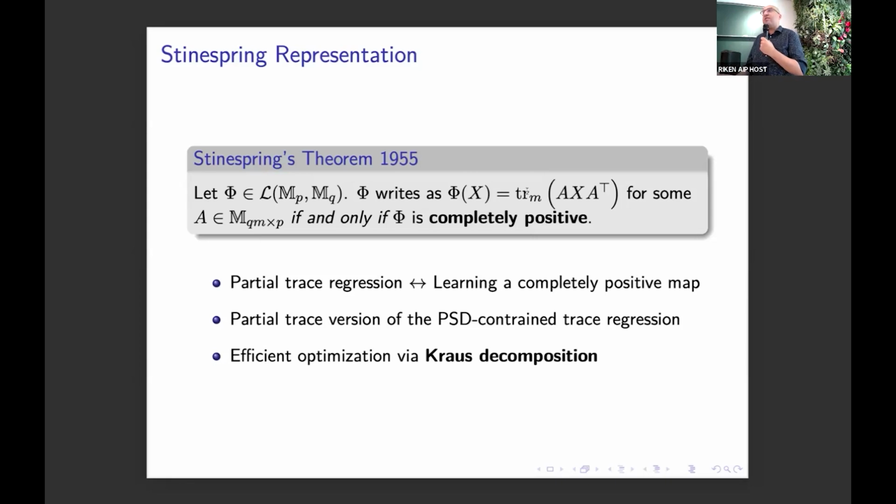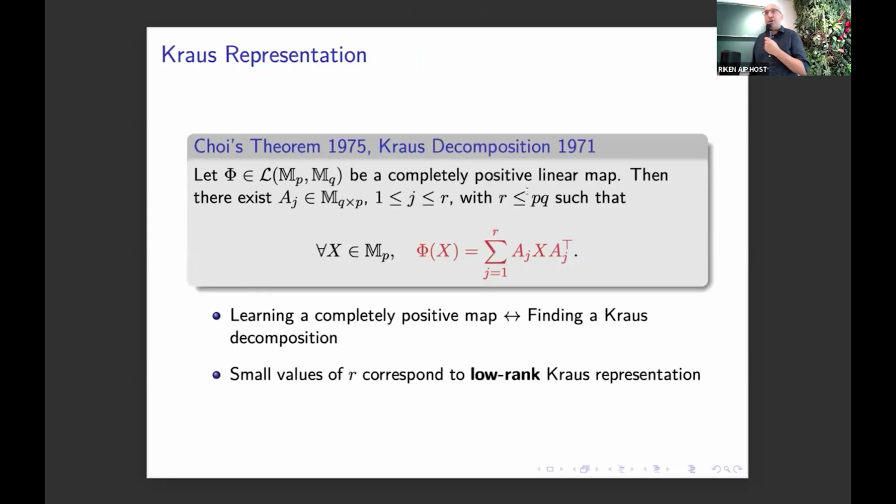But this is not necessarily useful from a computational point of view. This is why we go to the Kraus decomposition, which is also another relation. There is this theorem. In the field of mathematics, it's better known as the Choi theorem, and in physics, as the Kraus decomposition. The theorem states that if we have a completely positive linear mapping phi, then there exist matrices A_j such that the mapping phi of X is equal to the sum over j of A_j times X times A_j transpose.